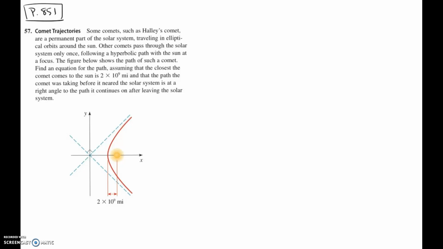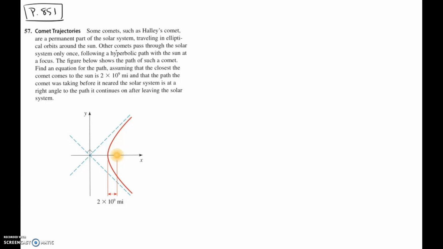To be honest, I kind of thought that if something had a hyperbolic path, it wasn't called a comet. I thought a comet, by definition, was something in elliptical orbit, but apparently comets, I guess, are just rocks flying through space, right? Maybe.